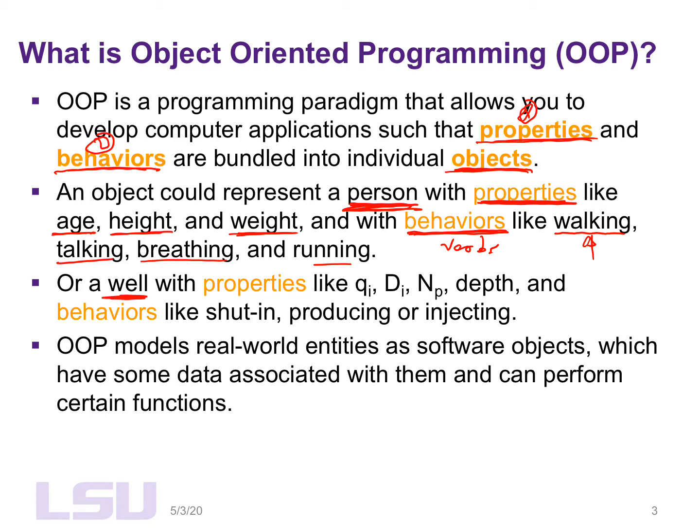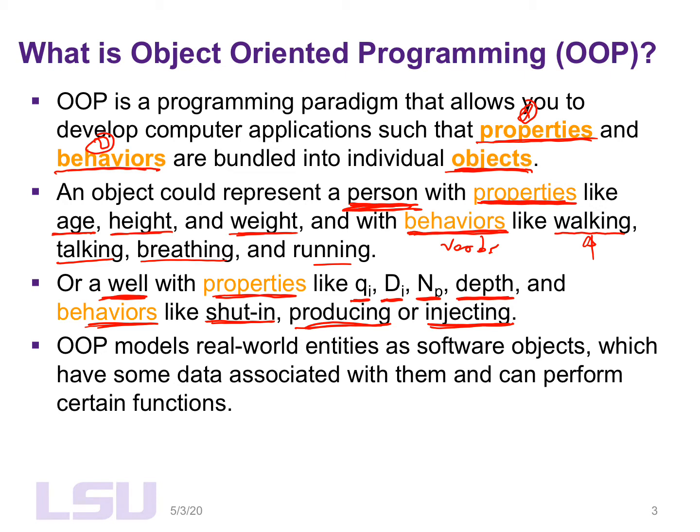So for a well, you could have properties like initial flow rate, initial decline rate, cumulative production, the depth of the well. Those are all properties. They are like the features of the well. And for behaviors, like I said, they are actions. Actions the object can perform, or actions that can be performed on the object. So this includes shortening the well, producing from the well, injecting into the well, and so on.